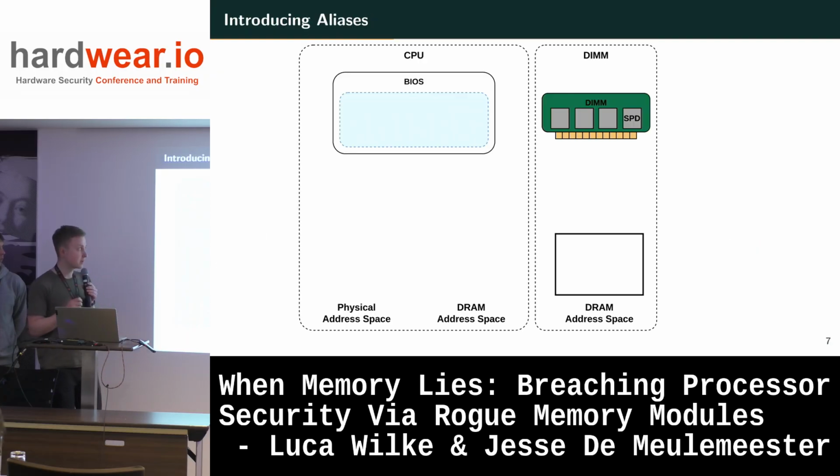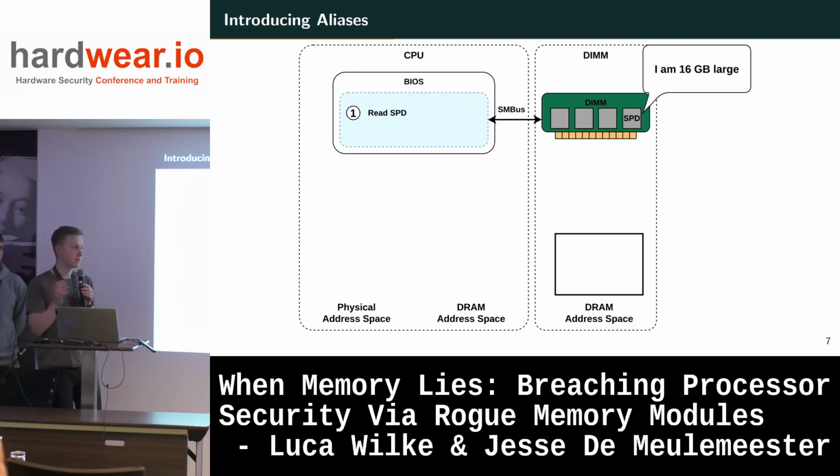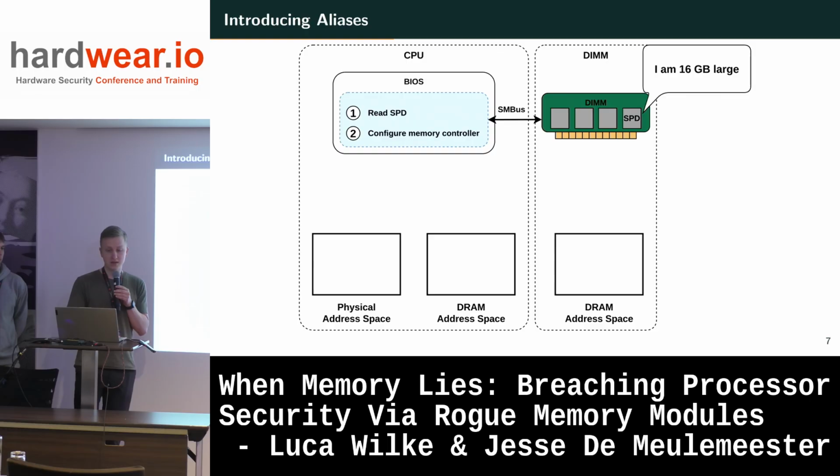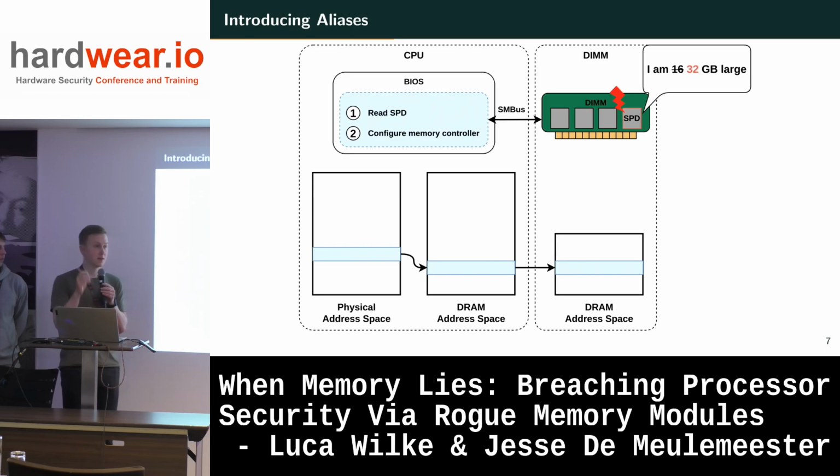So when the system boots, the BIOS communicates with this SPD chip on the DIMM to set up this address translation. So the DIMM basically says I'm 16 GB large and I have this many rows, and then the BIOS goes ahead and configures the memory controller to create this nice mapping. And the idea of the attack is now to manipulate the DIMM by adding an additional row bit, so basically advertising a size that's twice the size of the actual DIMM. And the BIOS simply has to trust this information because it has no way to verify it, so it goes ahead and creates an address space that's actually twice as large.